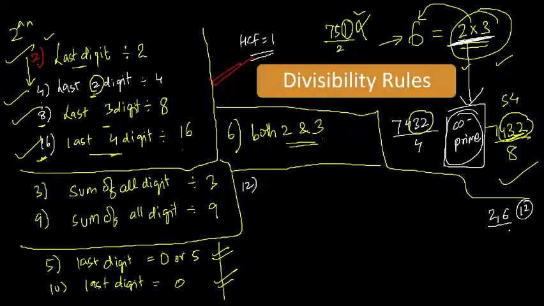No. Let's say one number, that is 18. 18 is divisible by 2? Yes. 18 is divisible by 6? Yes. But is that divisible by 12? No. So that is not sure.